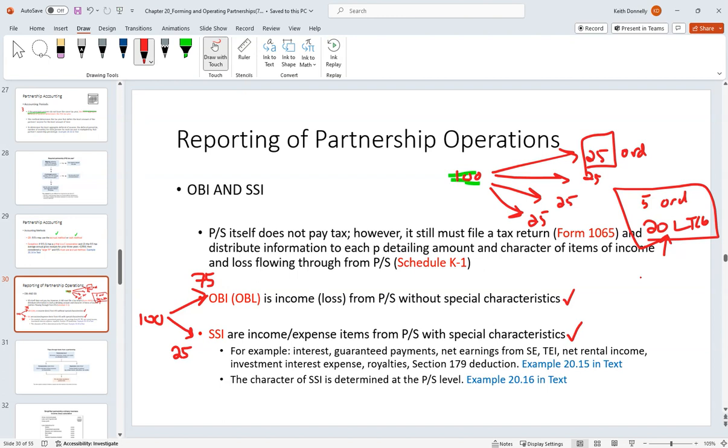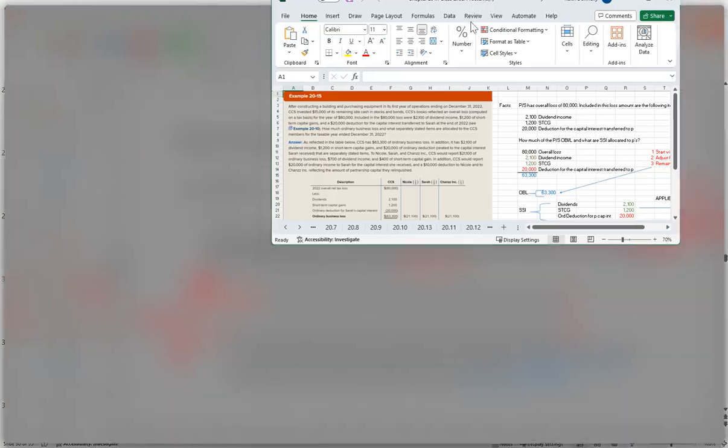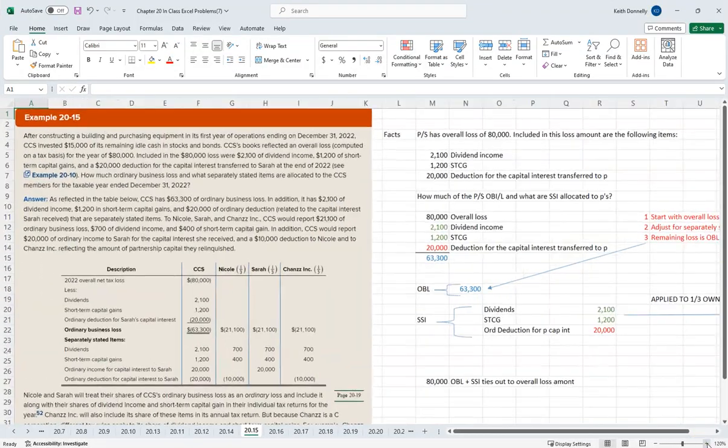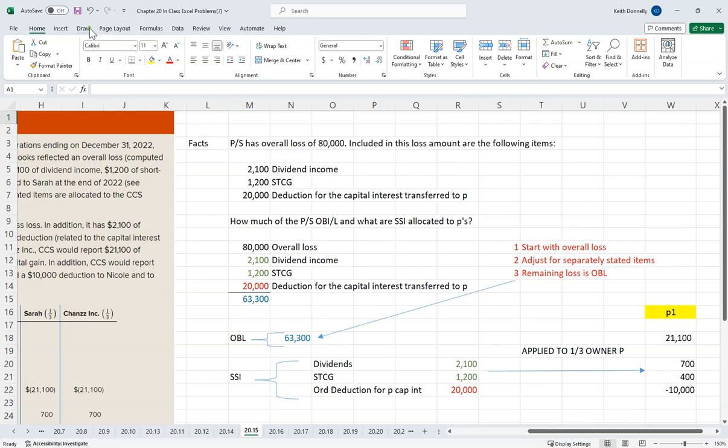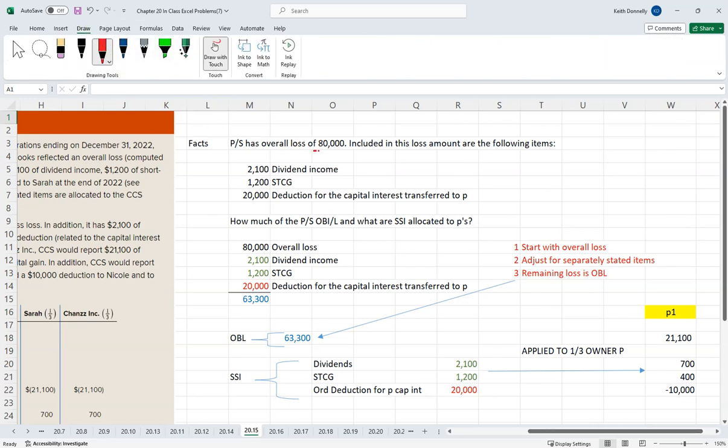They're going to have special tax characteristics that we have to track and push out to the shareholders that they can use on their return, right? So let's look at a simple example here. This is building off the prior example, some of these numbers, but it basically says, hey, we have an $80,000 loss. This is the overall loss, contained in this amount.